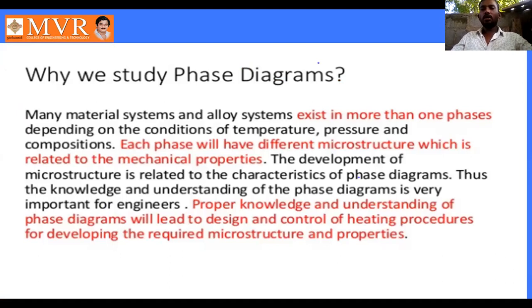So since phases change, we must know what a phase is. In many material systems, the alloy system exists in more than one phase, depending on the conditions of temperature, pressure and composition.